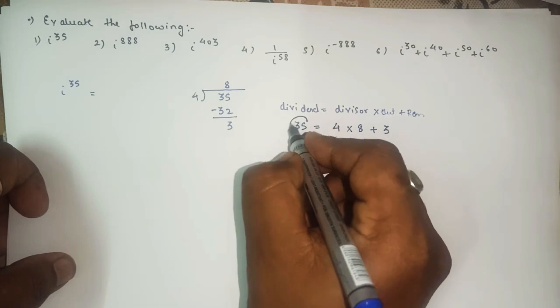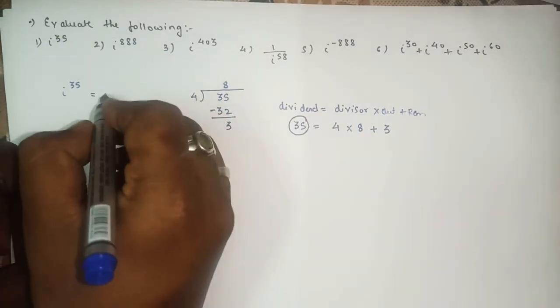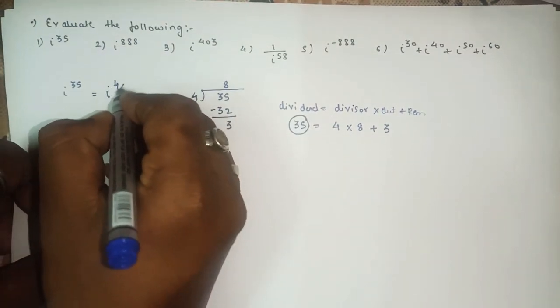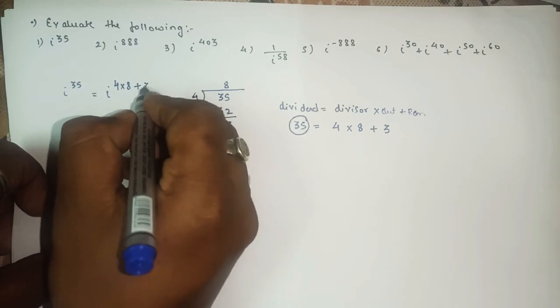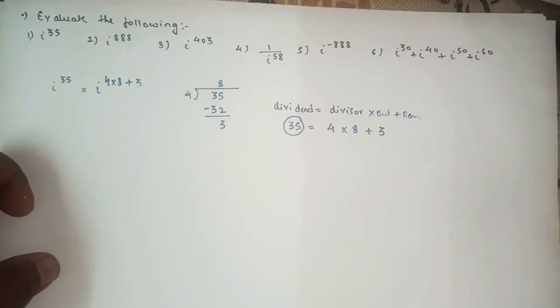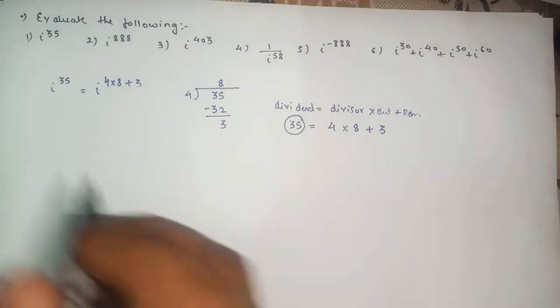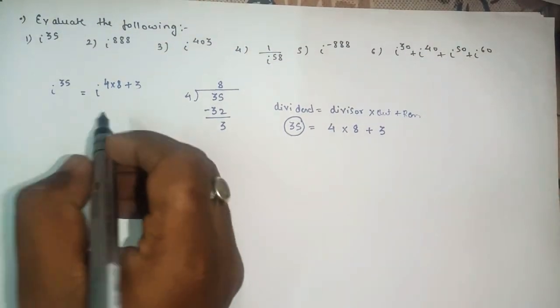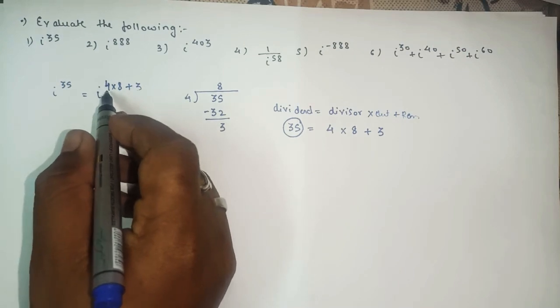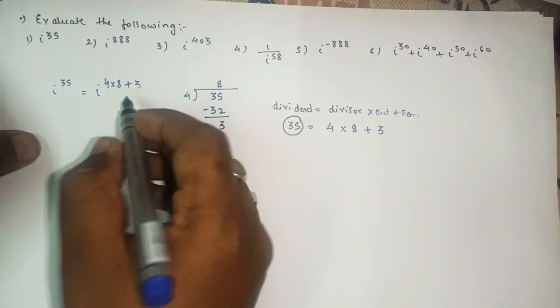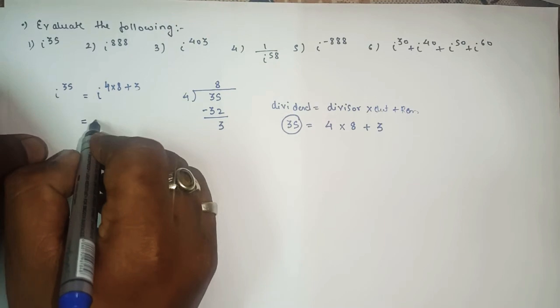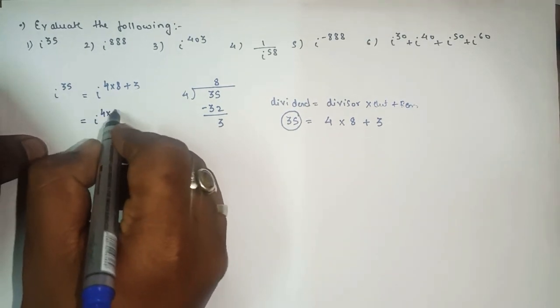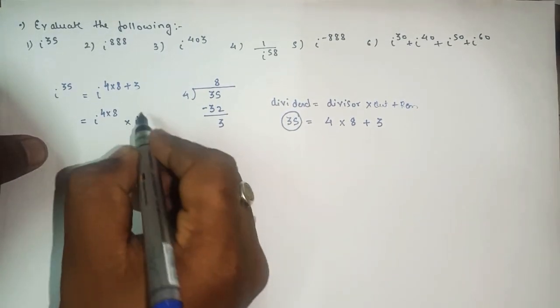So we can break this 35 as i raised to 4 into 8 plus 3, yes or no? 4 into 8 plus 3. Further, i raised to 4 into 8 plus 3 can be written as i raised to 4 into 8 into i raised to 3.